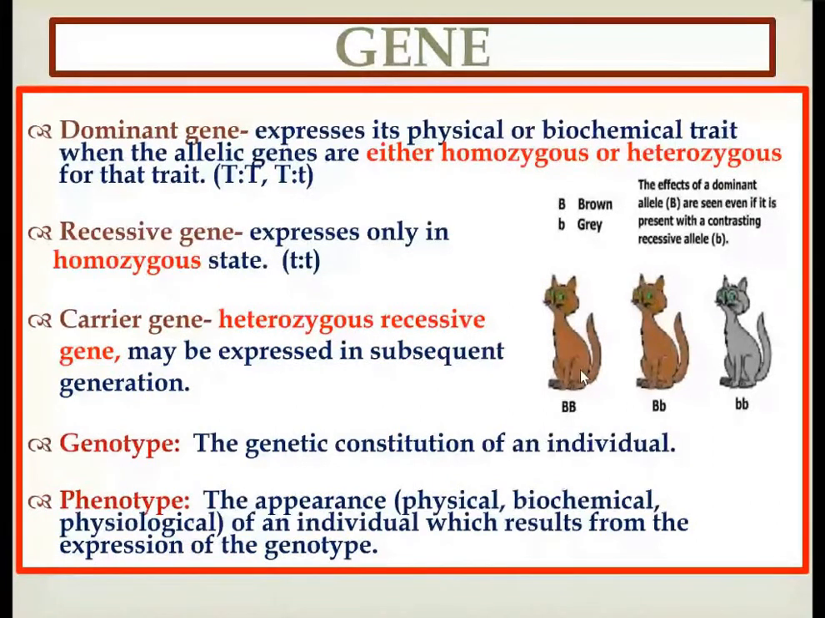Now next one is the genotype. So what do you mean by the genotype? The genotype means the genetic makeup of an individual. Now if you see this cat, what is the genotype of this cat? This is capital B, and that is the genotype. Now due to the expression of this genotype, the cat is having a brown color. That is the phenotype. Now this is all about the various terms which are used in genetics.